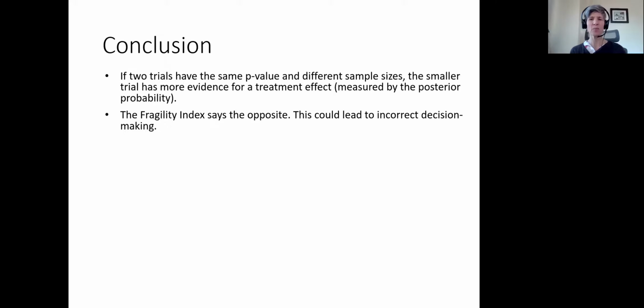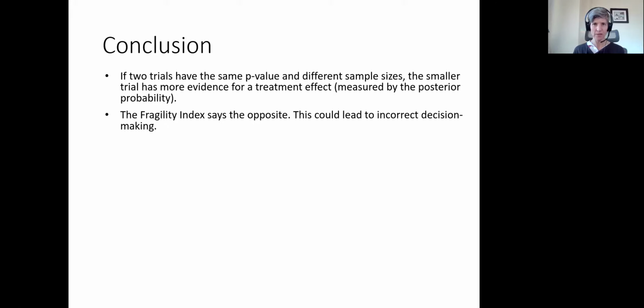So if you think of the example with two early phase trials with no bias, and they have the same p-value, different sample sizes, the probability that the treatment in the smaller trial, considering all the evidence, works is larger than the posterior probability of the treatment in the larger trial. So we should move forward with the treatment tested in the smaller trial. And the fragility index would lead the investigator to make the opposite decision. So it's promoting an incorrect intuition of probability.